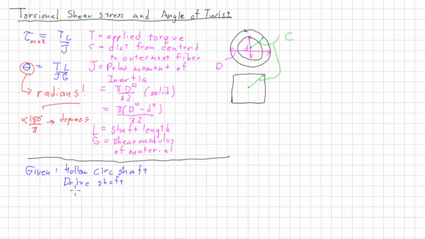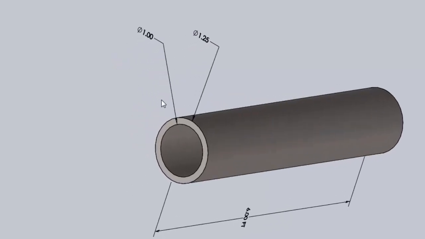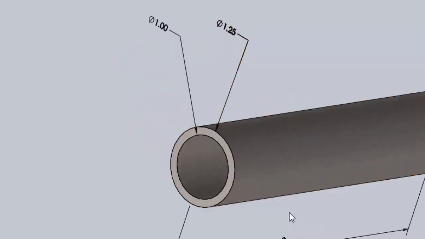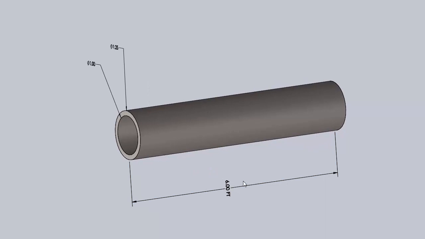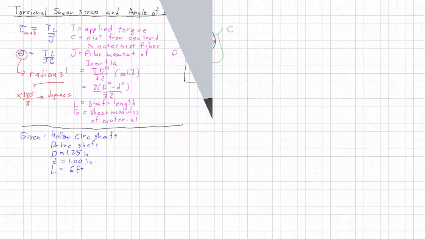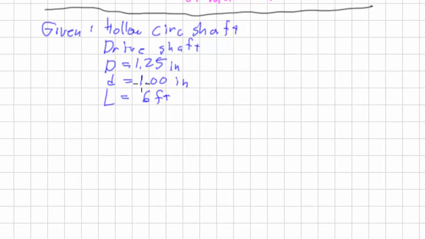So we've got an outer diameter of 1.25 inches and an inner diameter of 1.0 inches. We have a length. If you'll notice on the diagram, we've got 1 inch on the inside, 1.25 on the outside, but I did it this way because otherwise it wouldn't fit on this screen very well. But just remember that this is feet. Okay, next. So that's 6 feet.